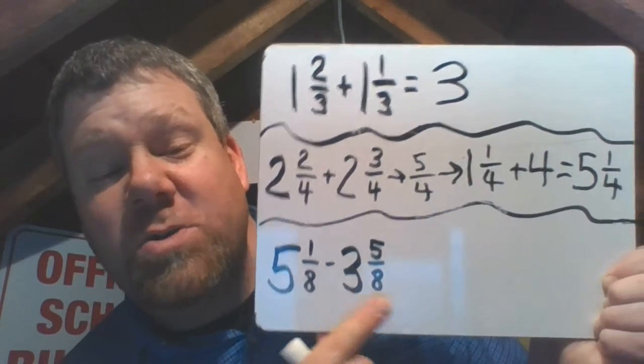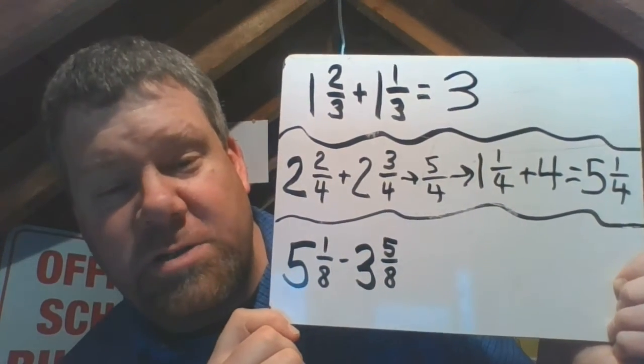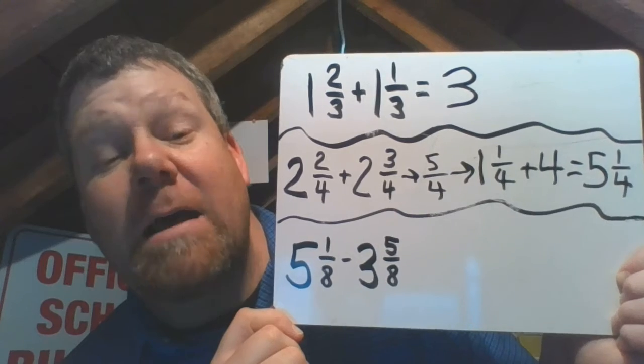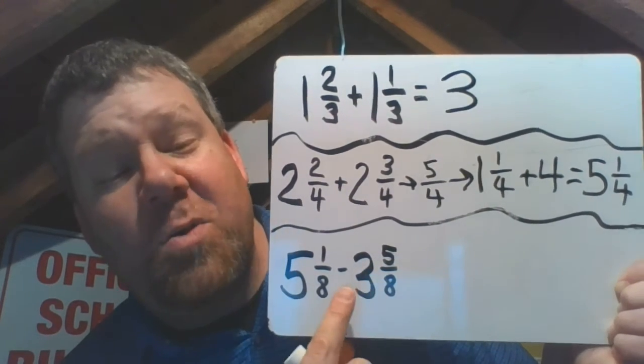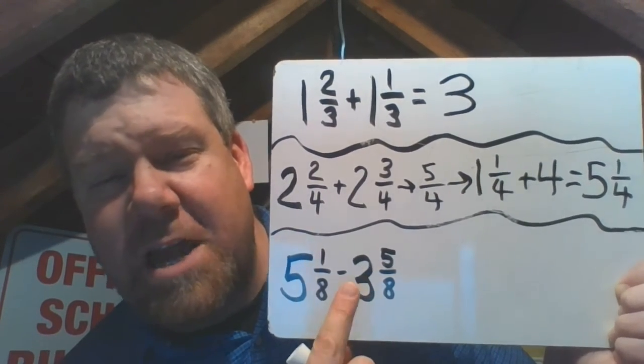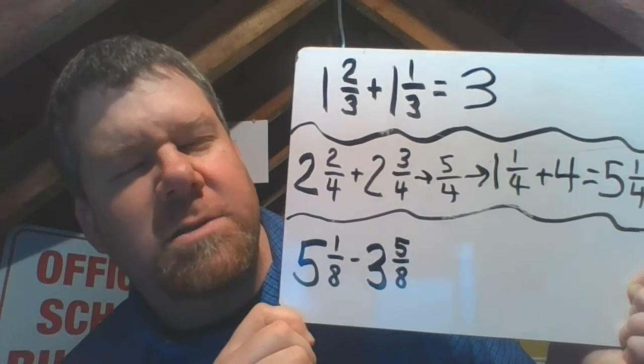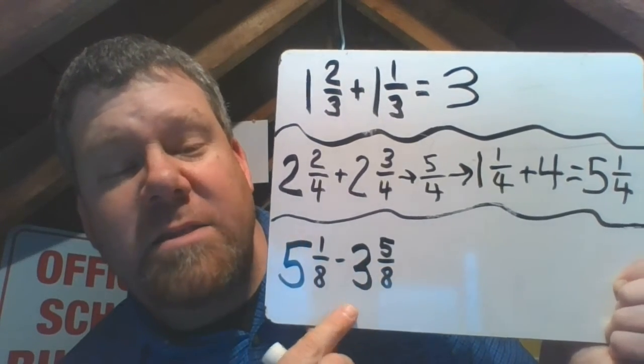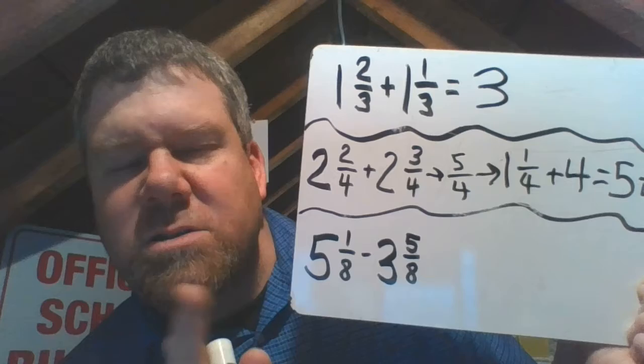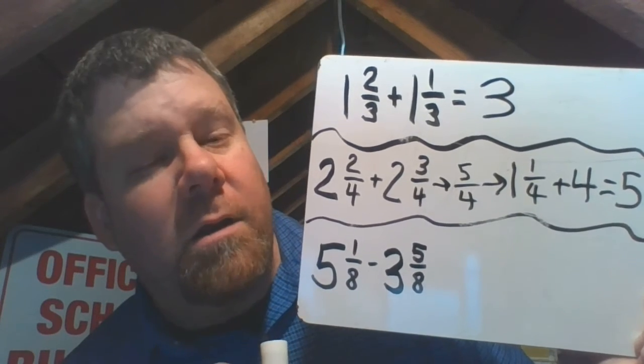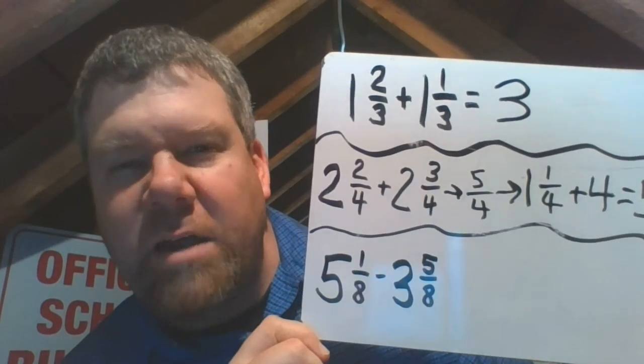So again, I ask you to look at the fractional parts first. We have 1/8 and 5/8. And by the way, do you notice we're subtracting this time? That's an important thing to notice too. So 1/8 minus 5/8. Wait a minute. We have the same denominator. That's good. But 1 minus 5.